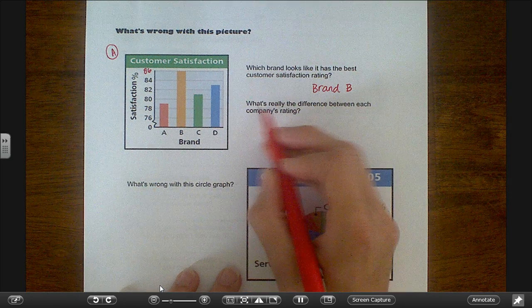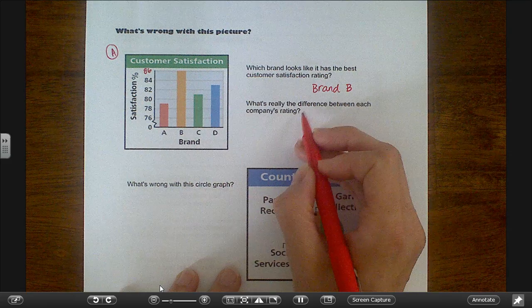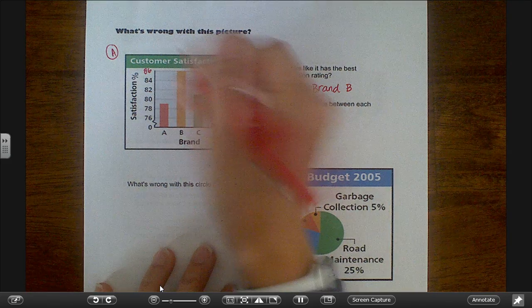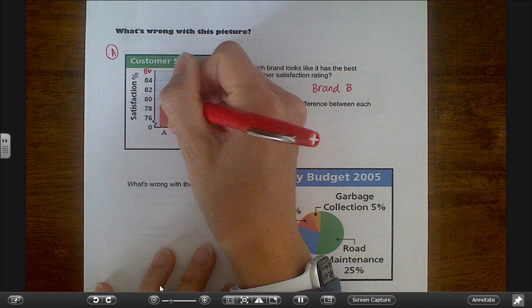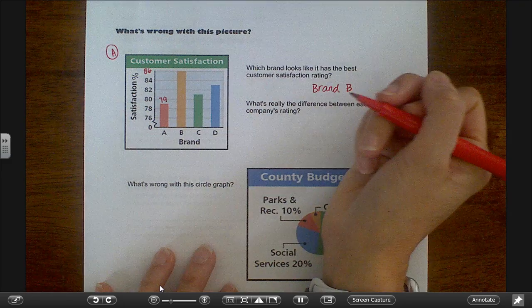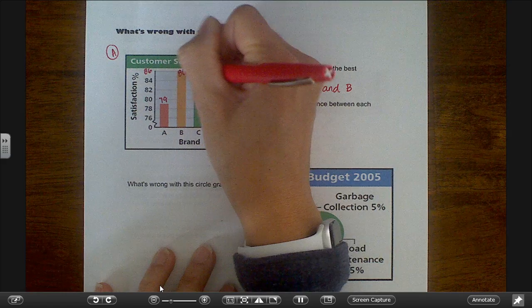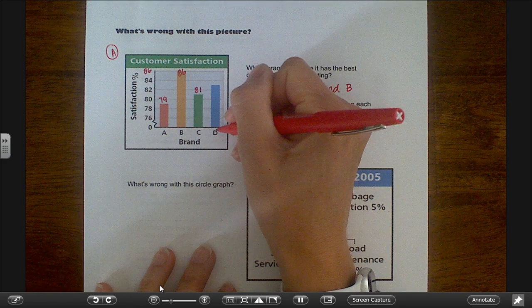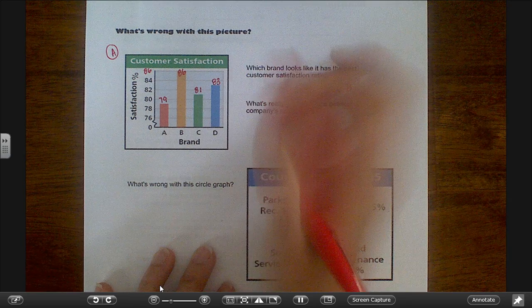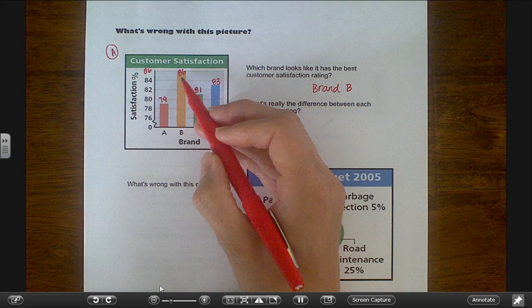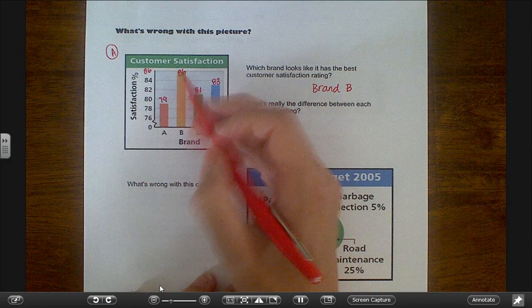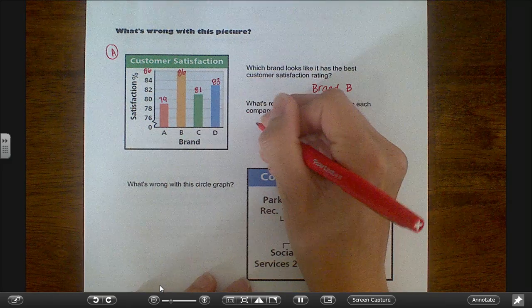But when you take a look at what's really the difference between each company's rating, well, look at the numbers here. A would be at 79. B is at 86. C is at 81. And D is at 83. So where it looks like B is so much higher than everything else, from the highest to the lowest, there's only a difference of 7, right?